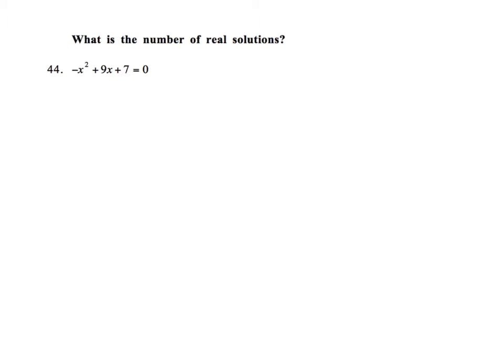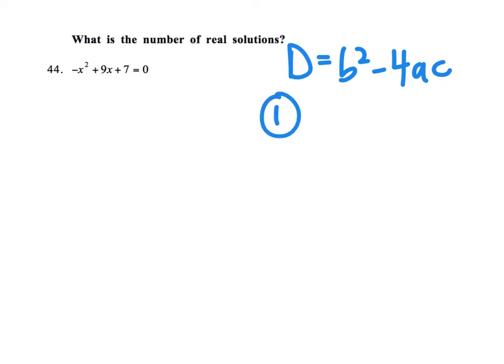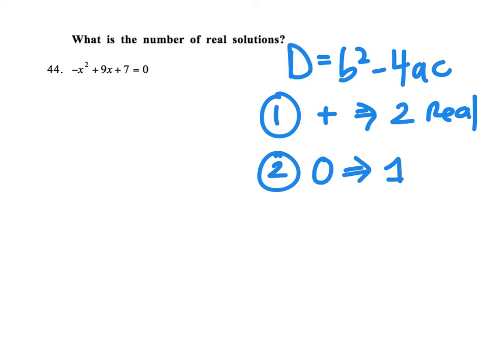This one says, what is the number of real solutions? Before we go anywhere, to find our real solutions, we're going to find our discriminant. Remember, our formula for that is D equals b squared minus 4ac. And we have three cases here. The first one is if D is positive, then you're going to have two real solutions. The second one is if D is 0, then you're going to have one real solution. And the third one is if D is negative, you're going to have no real solutions.